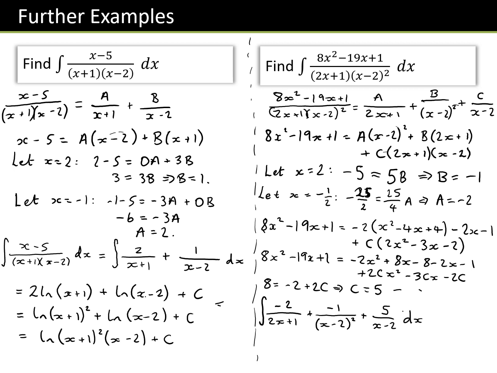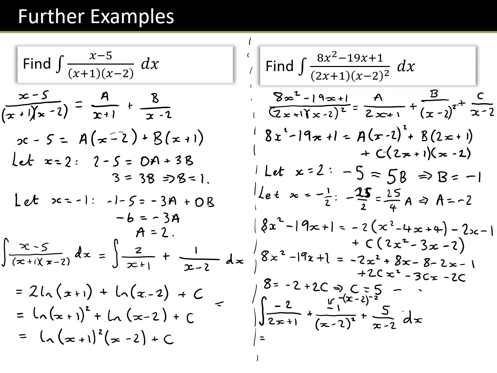Okay? Now these two things, they'll just be natural logs, won't they? This one, it's got a squared across the entire bottom of the fraction. So this one, if we write it as a negative power, we can just use reverse chain rule on it. Okay? So, let's start integrating. So I'm going to write that as actually minus x minus 2 to the power of minus 2. Okay, so this, write it as a negative power.